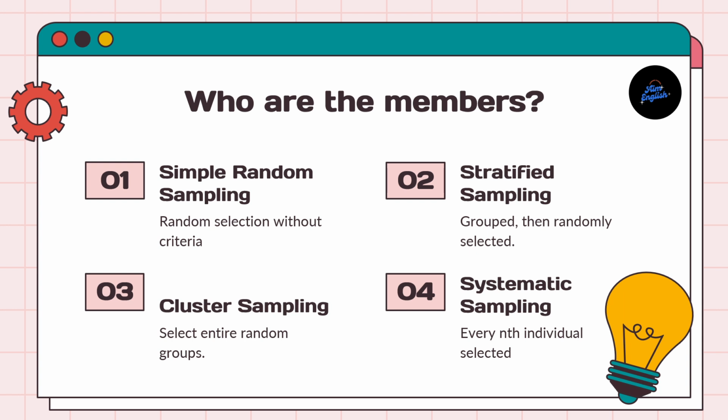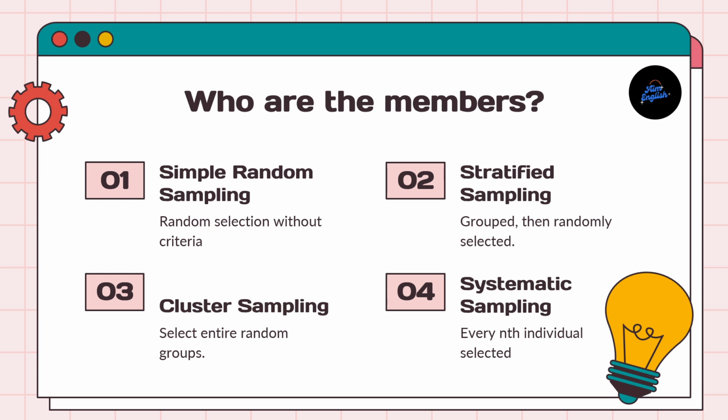Systematic sampling. Here, you choose every nth person from a list. For example, if you want to select 10 out of 100 names, you could choose every 10th person. You start at a random point, then apply a fixed interval. It's simple and structured.